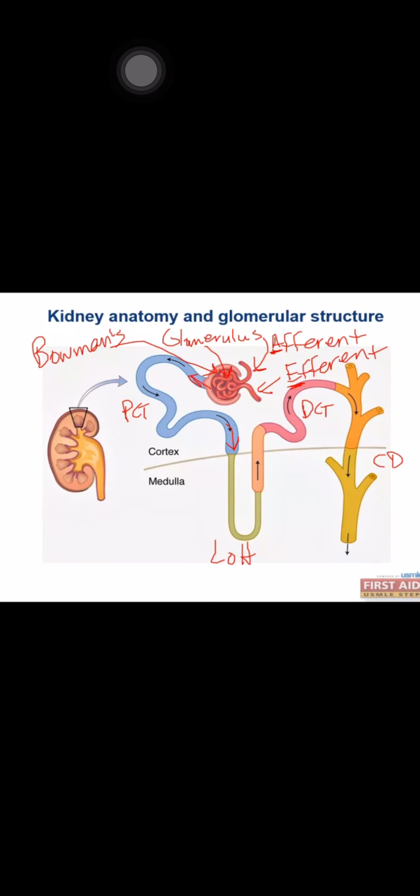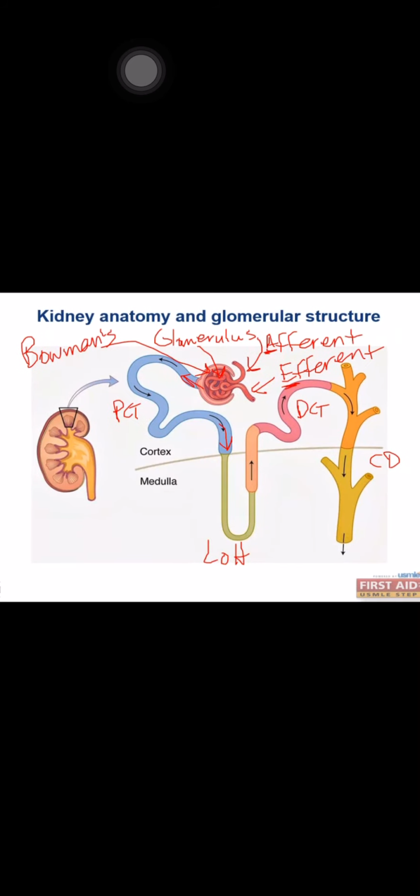One last point to keep in mind is that the efferent arteriole continues on to form a network of capillaries known as the peritubular capillaries. Peritubular meaning around the tubules. Now, what will be the function of these capillaries? These capillaries will reabsorb the filtrate, unlike the glomerular capillaries, which do what? They filter the plasma.